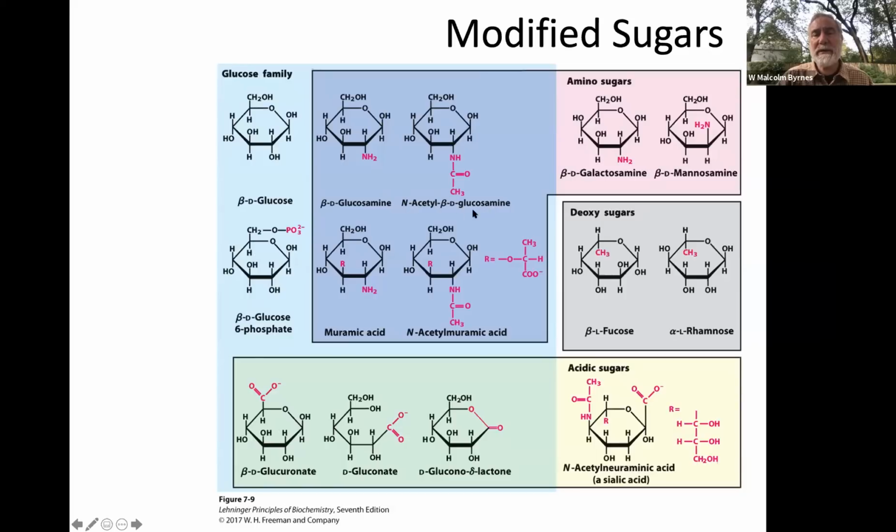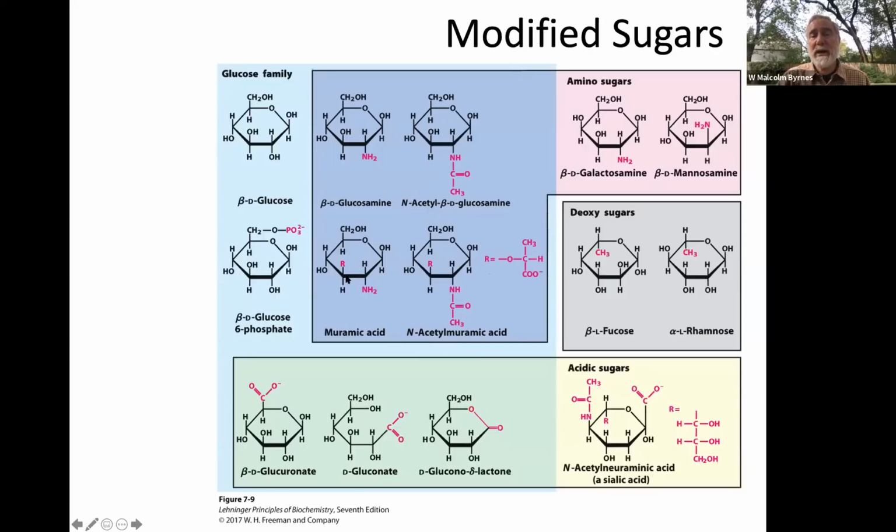By the way, we sometimes refer to this as what's called GlcNAc, okay? And then we have also muramic acid, which is related to glucosamine, but also has this extra R group, which is shown here. That's what that looks like. And then N-acetyl muramic acid, where we have an acetyl group attached to the nitrogen of muramic acid.